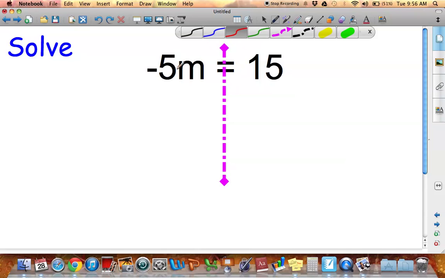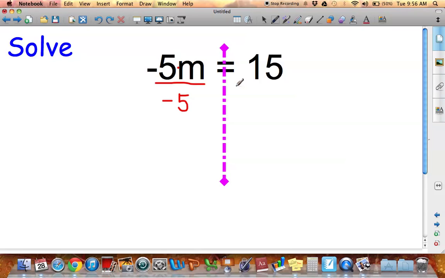And since we just talked about the inverse of multiplication is division, to get this variable all alone, I would need to divide both sides by a negative 5. If I divide by just a positive 5, I'm going to leave a negative over there by my variable, and I'm not trying to figure out what negative m is. I want to know what m is. So when we're dividing, we need to divide by the entire thing that I'm seeing.